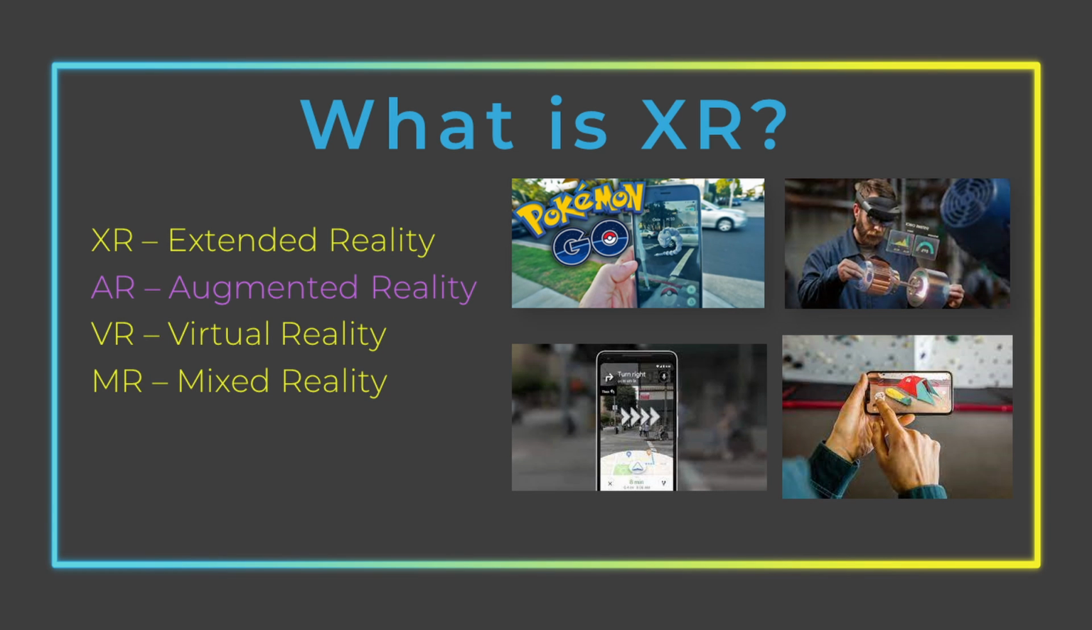Augmented reality is a live view, whether direct or indirect, of a real-world environment whose elements are augmented by a computer-generated sensory output. AR uses your existing reality and adds to it by using a device such as a phone. See the examples on the screen.